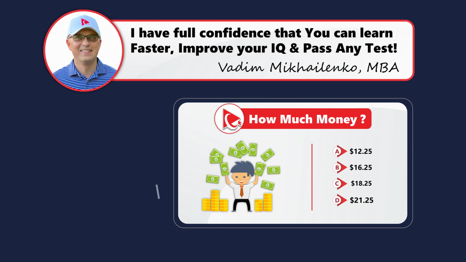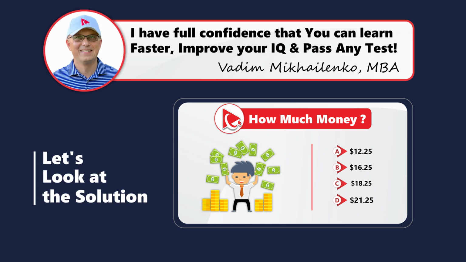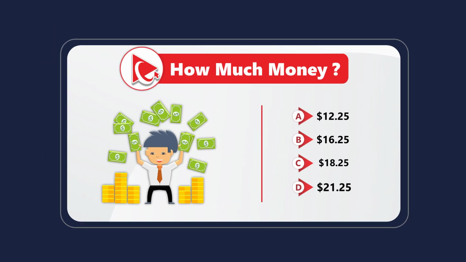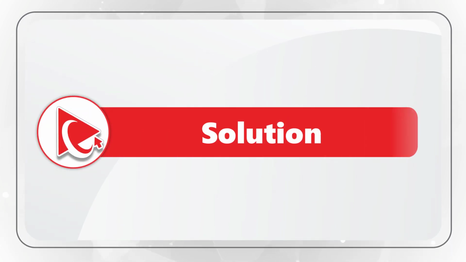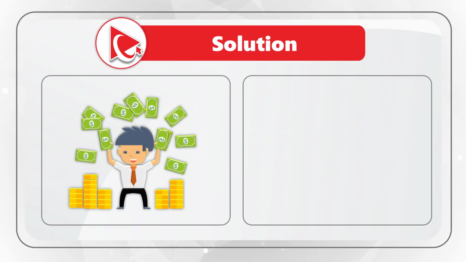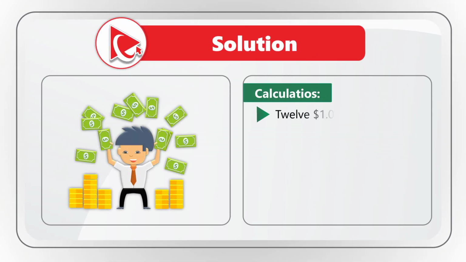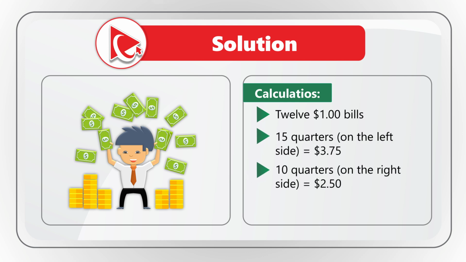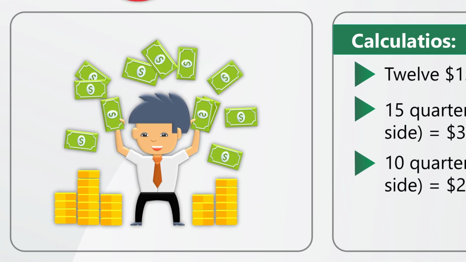I did my counting. Did you do yours? Let me explain you my version of the solution. And if you have a different answer, please make sure to post in comments. I counted 12 $1 bills as well as 25 quarters. Let me count them all for you. Let's start with the dollar bills.